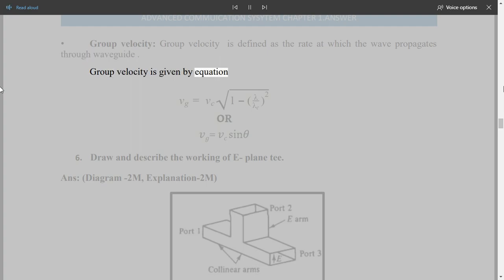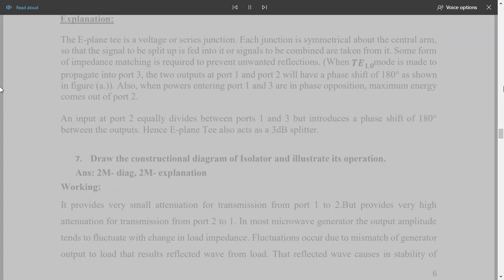6. Draw and describe the working of E-plane T. Answer: diagram 2 marks, explanation 2 marks. Explanation: The E-plane T is a voltage or series junction. Each junction is symmetrical about the central arm, so that the signal to be split up is fed into it or signals to be combined are taken from it.